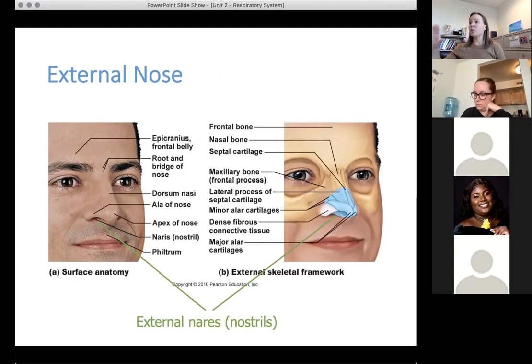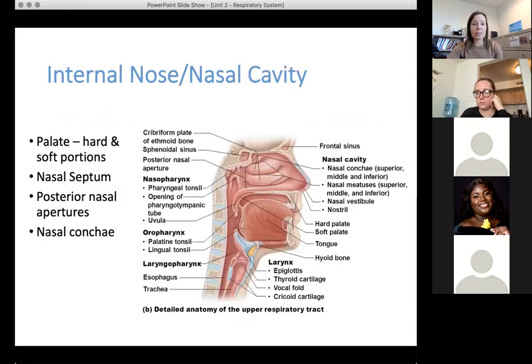So we're starting with the upper respiratory tract with the nose and the sinuses that are associated with the nasal cavity. So you can see the external nose here. It's composed of bone and cartilage. The blue stuff that you see is hyaline cartilage. The external nares are your nostrils. So obviously, you know what nostrils are, the openings at the bottom of your nose, the inferior side. The nasal cavity is internal. You can see the nasal cavity here when you look at a sagittal section of the head.